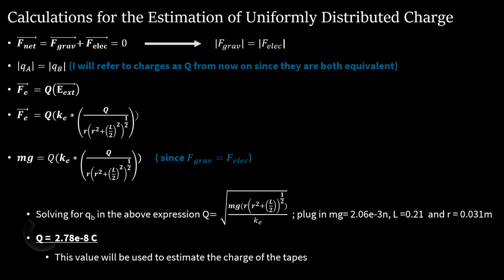Because we know that the gravitational force is equal to the electric force, I set the electric force equal to mg, which is the gravitational force, and I set that equal to the external electric field times q. I then replaced the external electric field variable with the uniformly distributed charge for a rod, and then solved for Q, in which we got 2.78 times 10 to the negative 8 coulombs. This value will be used to estimate the charge of the tapes.